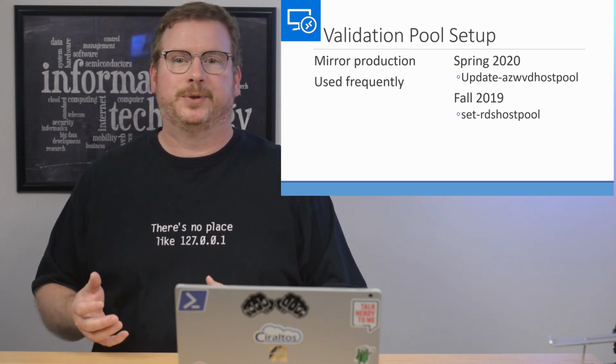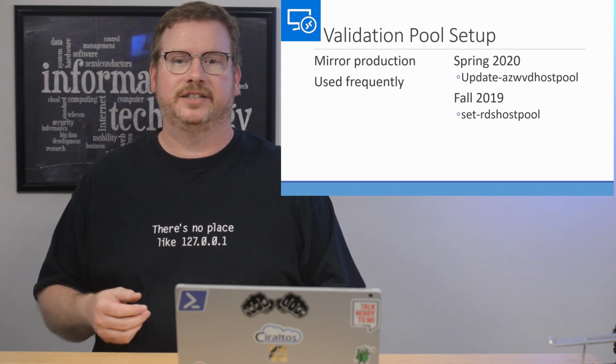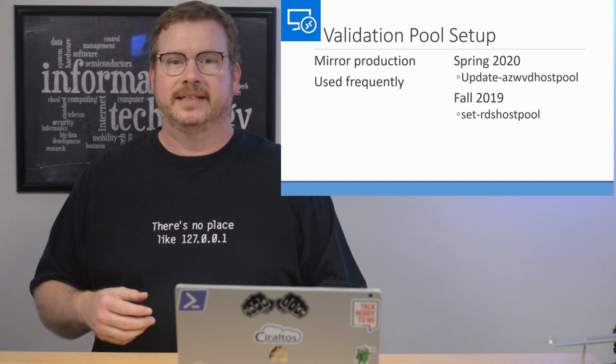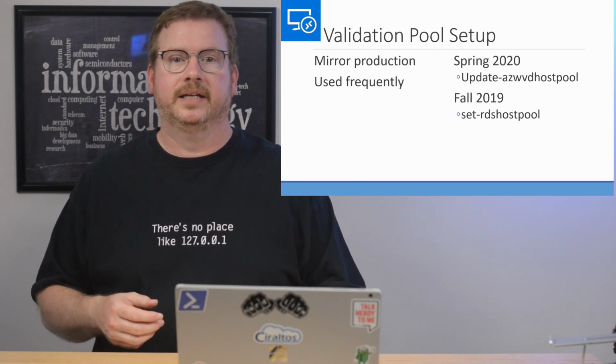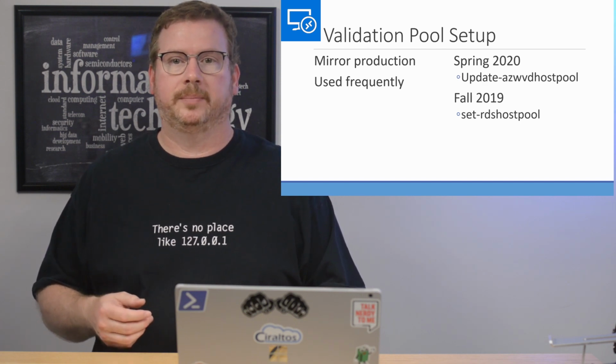A validation pool is simply a host pool with a validation environment flag set to true. This is done with the Update-AzWvdHostPool command with the Spring 2020 update, or the Set-RdsHostPool command in the Fall 2019 version.